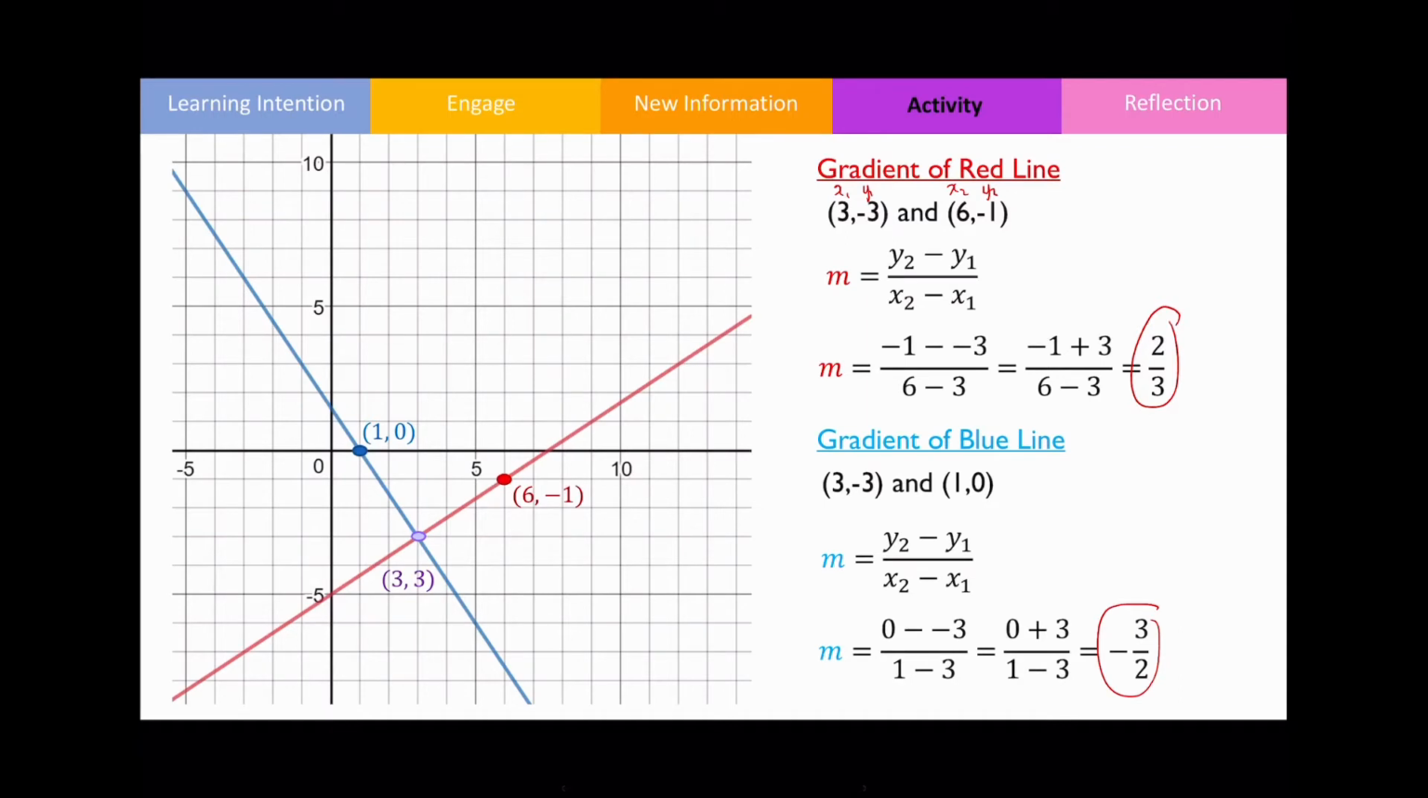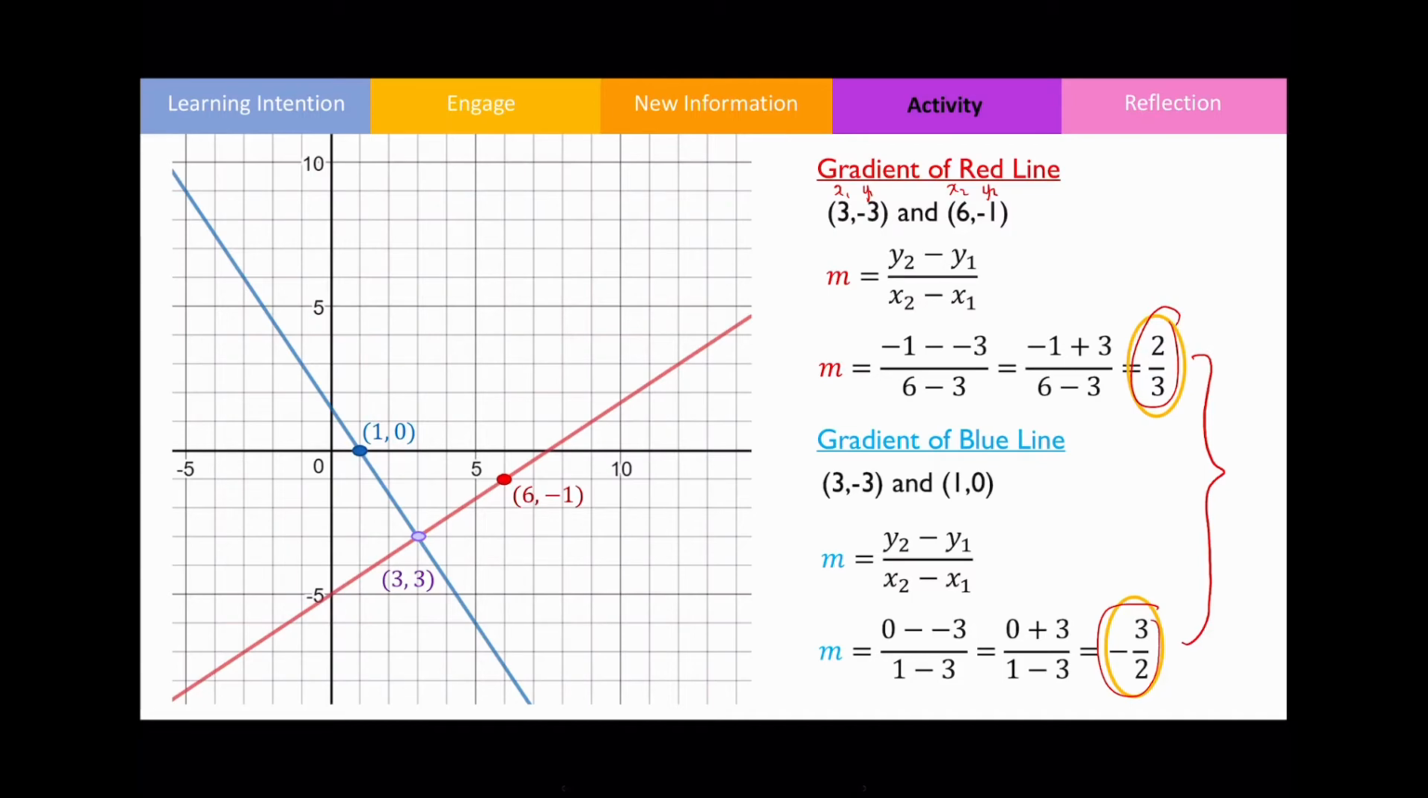Now, if you carefully look at these two values, notice that there is a relationship between these two gradients. The relationship is that these two numbers are the negative reciprocal of one another. What I mean by that is, if you flip the fraction and add the negative sign in front of it, that's the relationship between these two values.